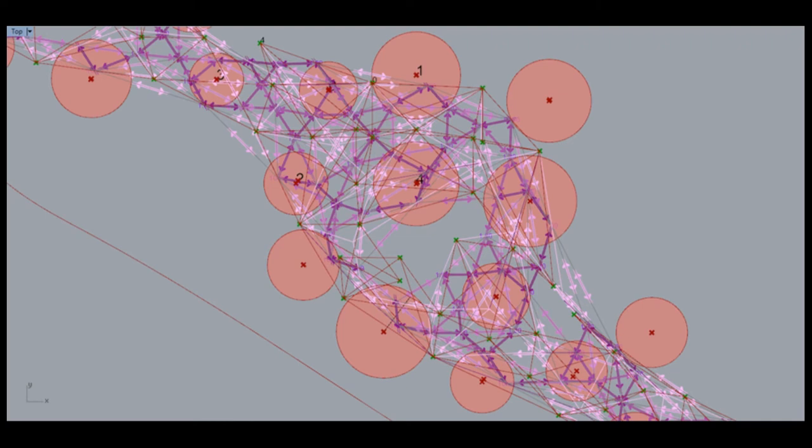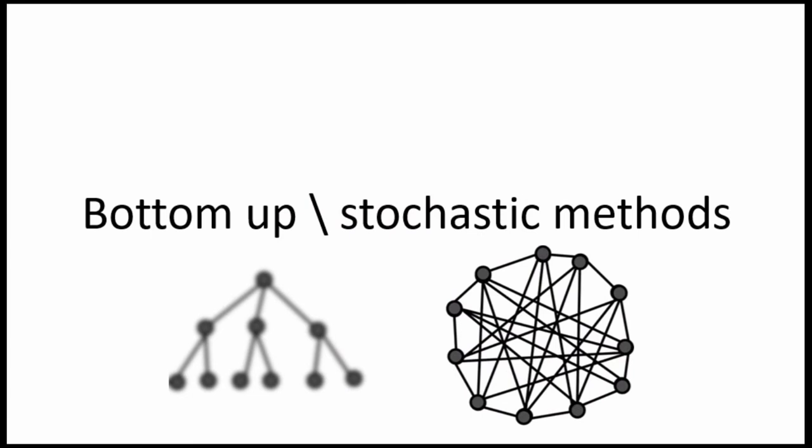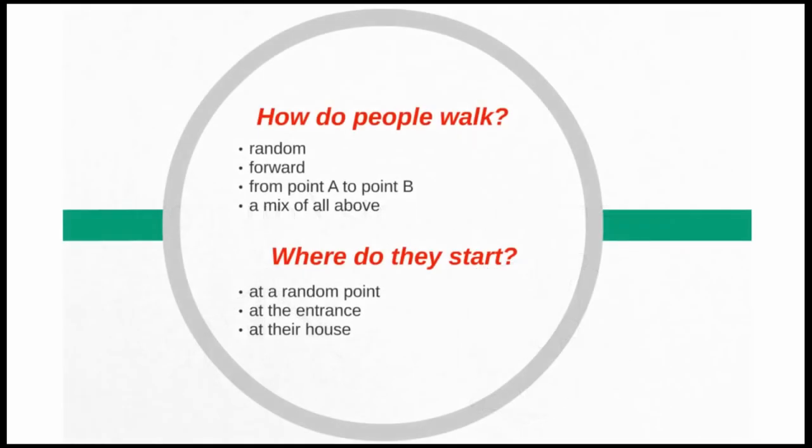But basically, the logic is that we were trying to see the depth of the network of these spaces, starting from the entrance of the village. And we also deployed some bottom-up approaches, not some, but one: agent-based modeling. And because it's not an analytical approach, you already have to start making certain decisions.